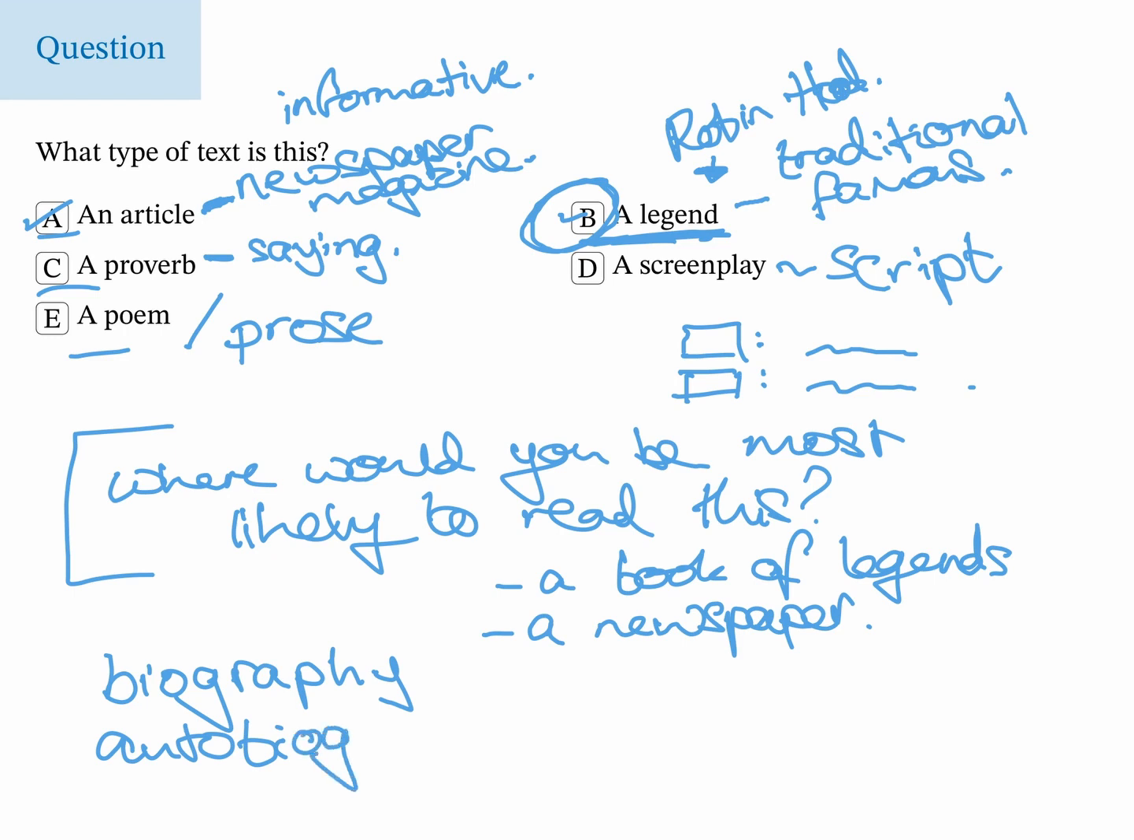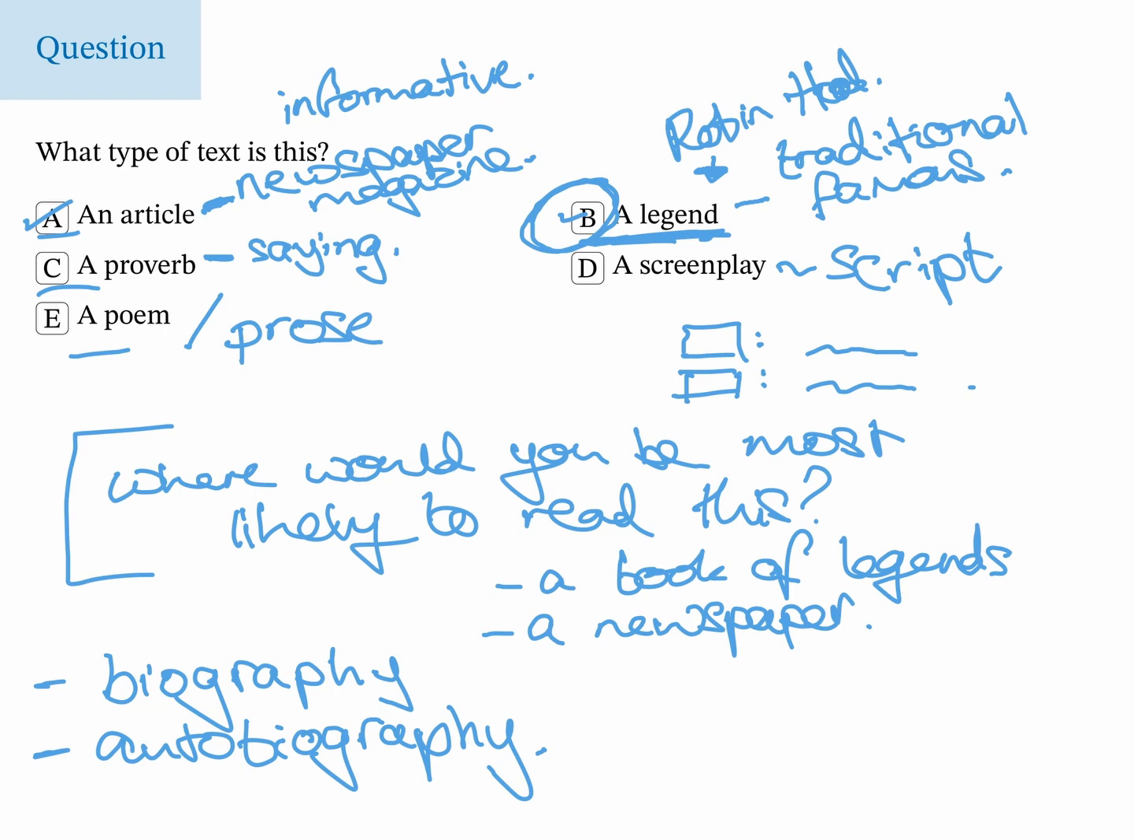A biography is the story of somebody's life, the history of a person's life written by somebody else. An autobiography is the story of my life. I am writing about my history, my life. So it might ask you the type of text, and any of these words could come up, and you just need to identify what kind of story it is. Was there magic in there? Was there information? What was it telling you?